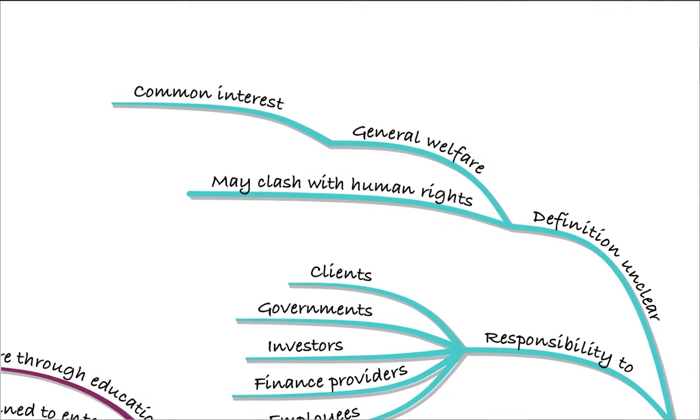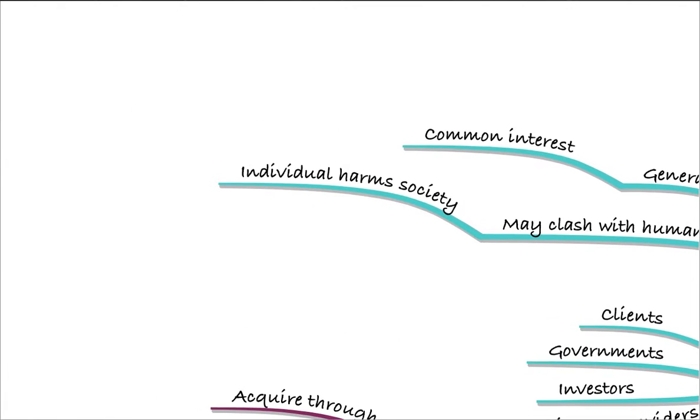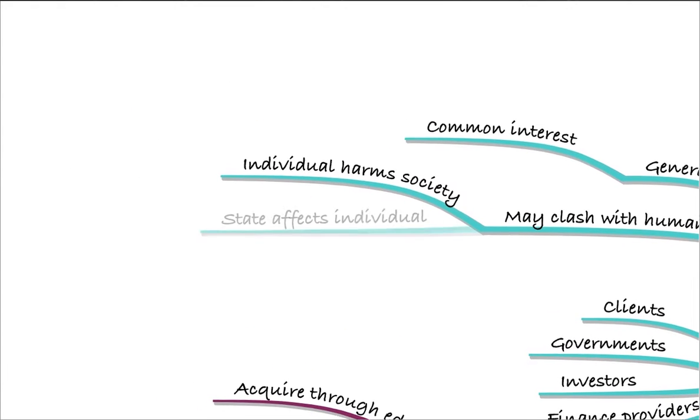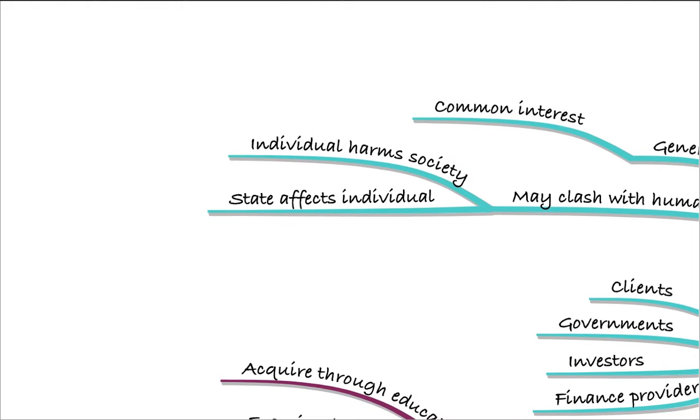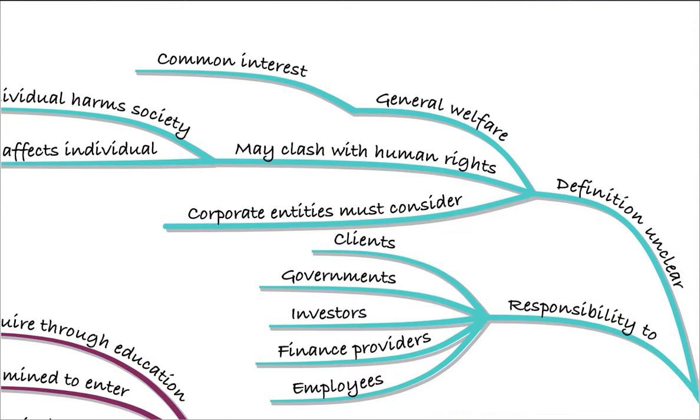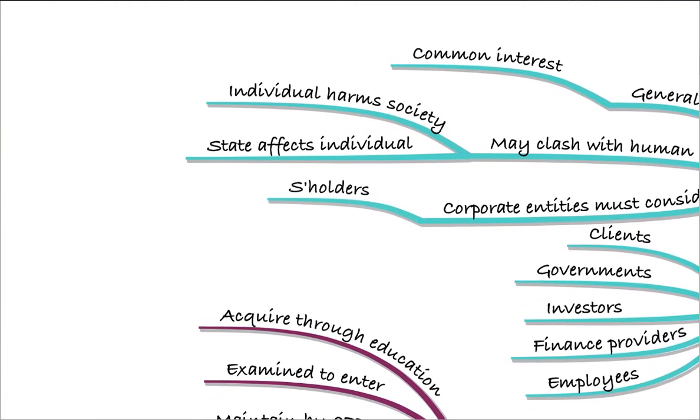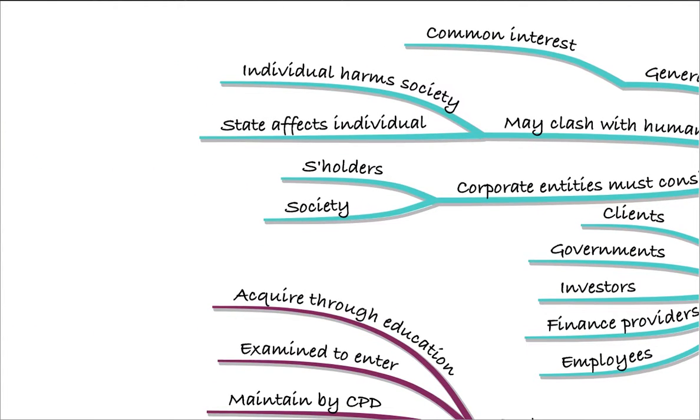Do be aware that this may clash with human rights because it may harm the individual to act in the interests of society as a whole. So the individual may harm society and the state may affect the individual. Corporate entities must consider various aspects of this, for example, shareholders and society as a whole. And we looked at that when we looked at corporate social responsibility.